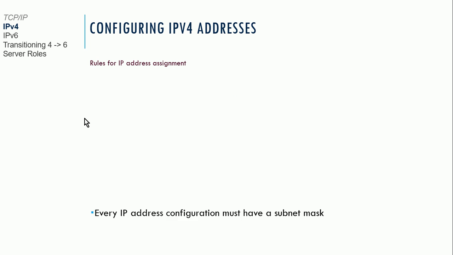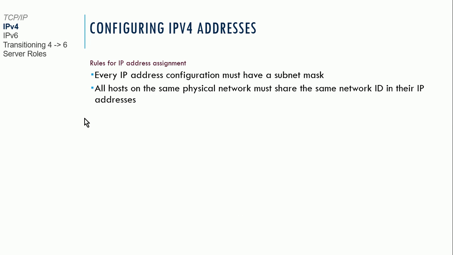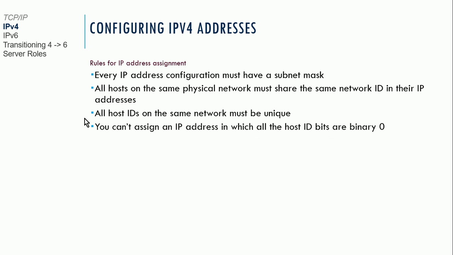All right, so for IPv4 addresses, every IP address configuration must have a subnet mask. All hosts on the same physical network must share the same network ID in their IP addresses. In other words, if you have a bunch of computers that are connected to the same physical switch and you want them to be able to communicate, they have to be in the same network. So they have to have the same network ID and the same subnet mask in order to communicate. Every IP address must be unique in our network. You can't have duplicate IP addresses within a single subnet or a network.